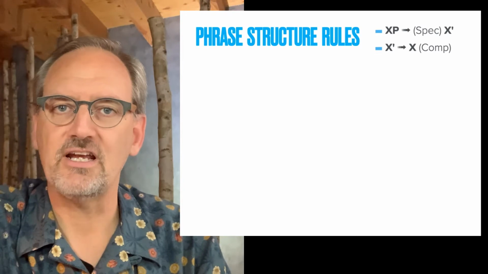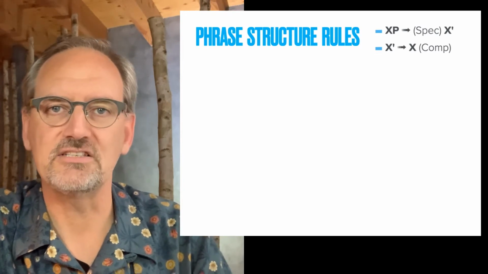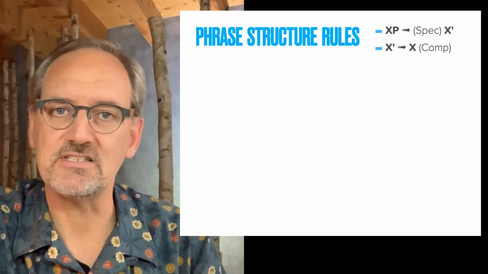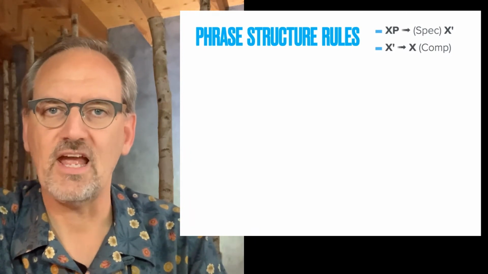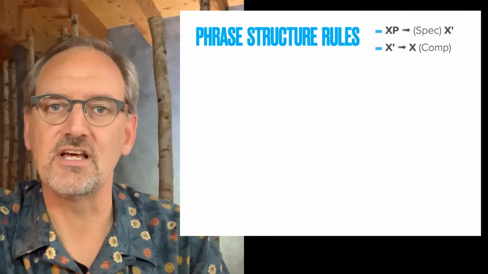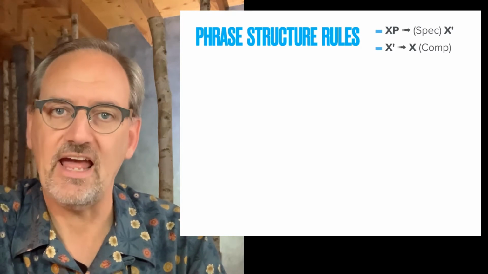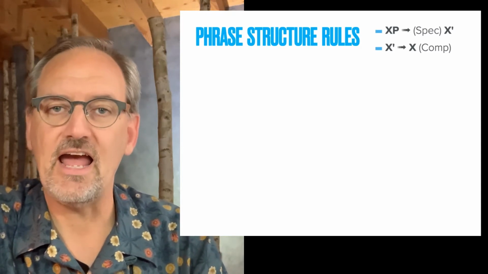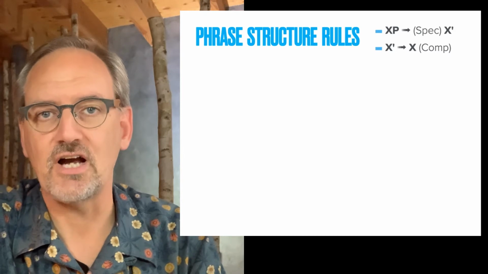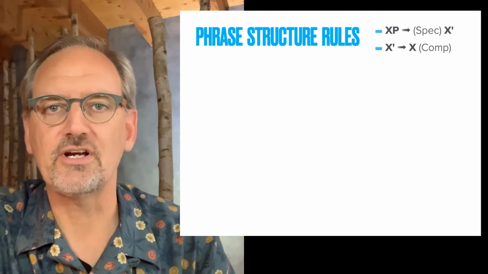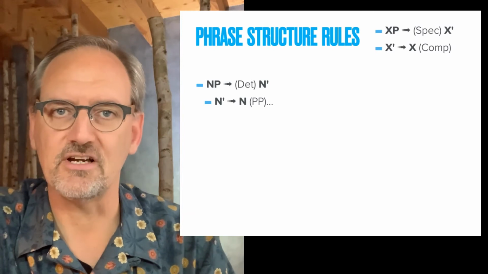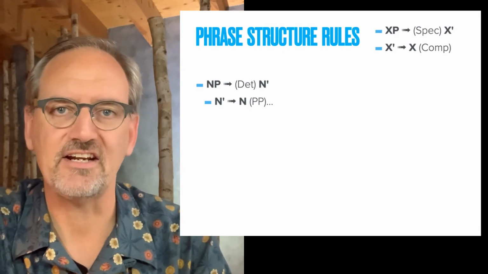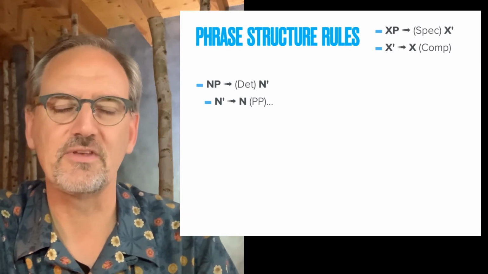If it's a noun phrase, well, the noun phrase is divided into an optional specifier and an obligatory N bar. And the N bar in turn is divided into an obligatory head, the noun, and an optional complement. So we want to just look more specifically at these particular examples of XP syntax or XP structure.